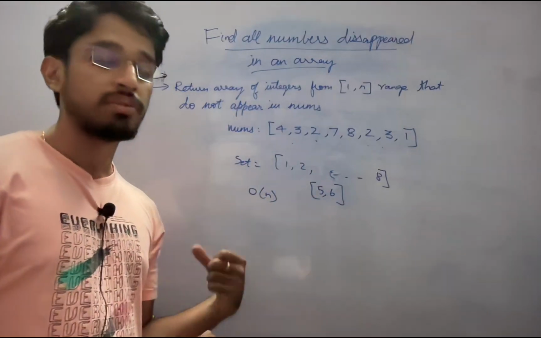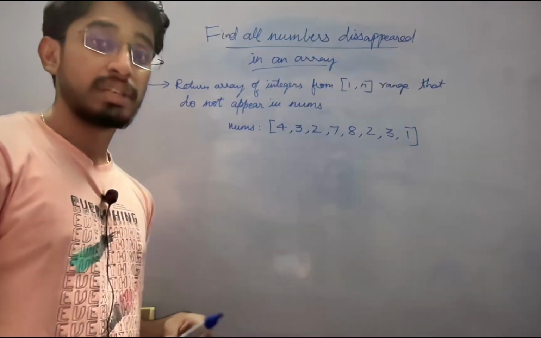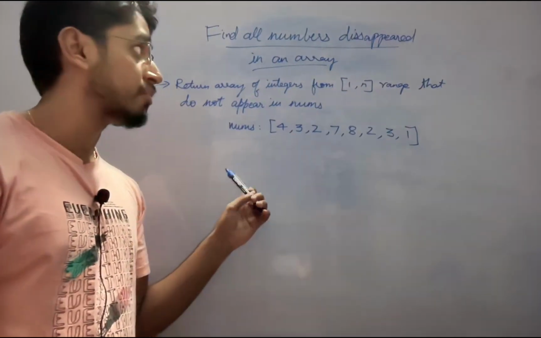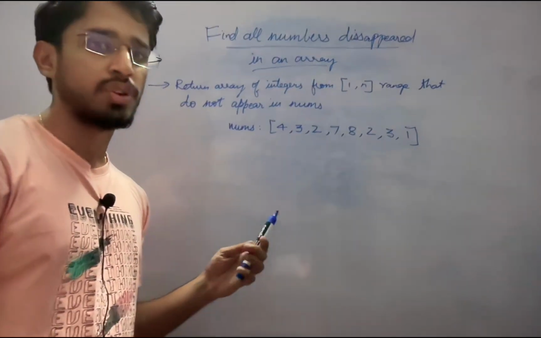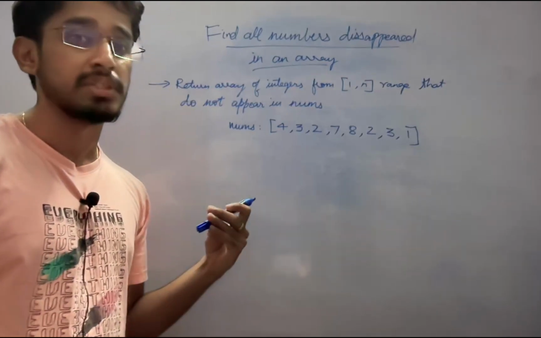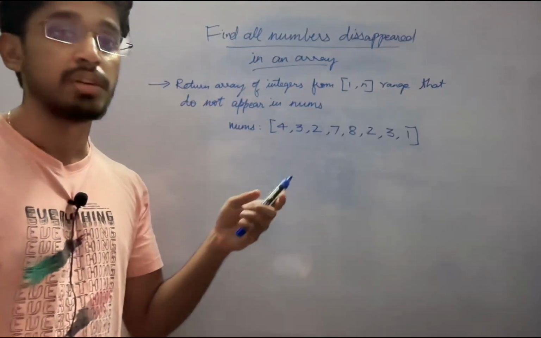So how do we solve this? How do we make this better? There is a technique which we can use in order to find those missing elements. We cannot apply that formula that I told in the missing number LeetCode problem video, that is n into n minus 1 by 2.